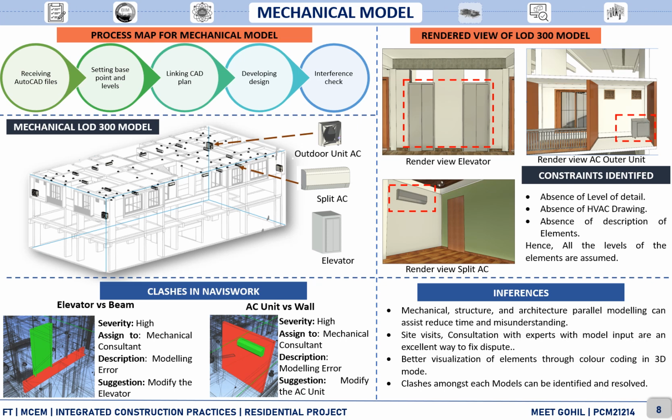First example is of elevator and beam which has high severity and it was assigned to mechanical consultant and the suggestion given to modify the elevator. Second one is AC unit versus wall. As you can see in the image, the wall is penetrating through the AC unit, so it was assigned to mechanical consultant, and the modification of AC unit was to be done.